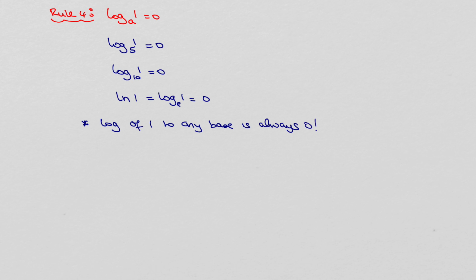So why is that? Well, if I go back to my index form, my base is a, my number is y, and the power is x. If I write that log rule as a to the power of 0 equals 1, that's because anything to the power of 0 is always going to be 1. So therefore, if I go in reverse, log 1 to any base is always going to be 0.